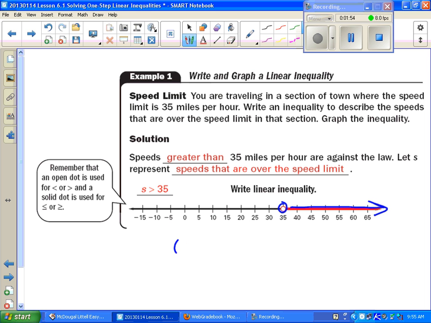An open circle is the same thing as a parentheses. If you ever see a parentheses, it means the same thing. A closed circle, which we'll look at in a couple minutes, is the same thing as a bracket. If you ever see a bracket, it means to include the number. If you ever see a parentheses, it means to not include that number, in this case, 35. Just a little reminder right here. It says, remember, an open dot is used for less than or greater than, and a solid dot is used for greater than or equal to and less than or equal to.